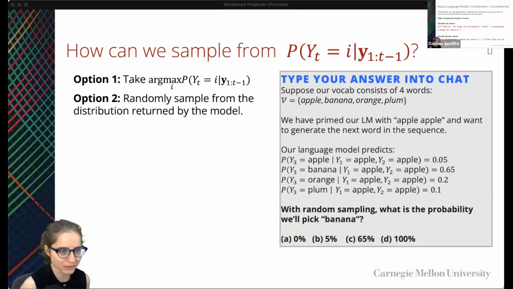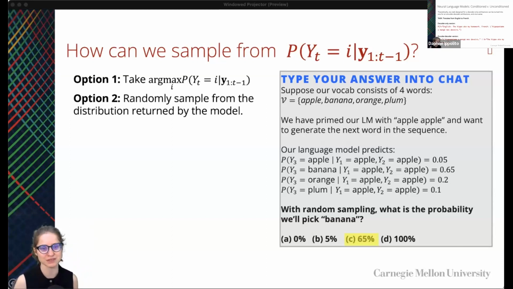In random sampling, we're just randomly sampling from the distribution outputted by the model. So if the model puts 0.65 probability on the word banana, we'd have a 65% chance of picking the word banana as our next word. I've basically answered this question for you already, but feel free to put your answer into the chat. The answer is basically 65%. There's a 65% chance you'll pick the word banana.